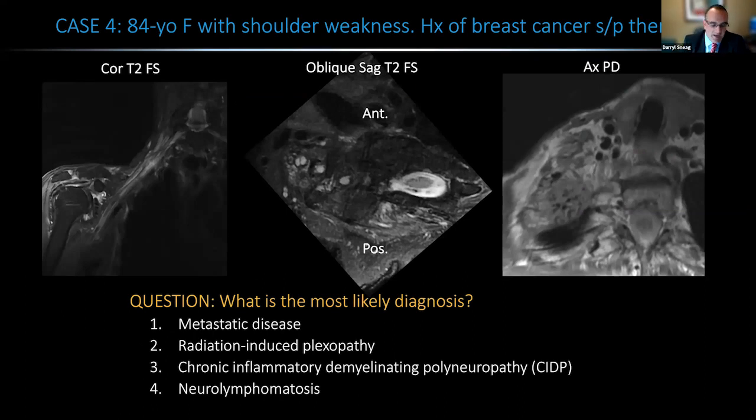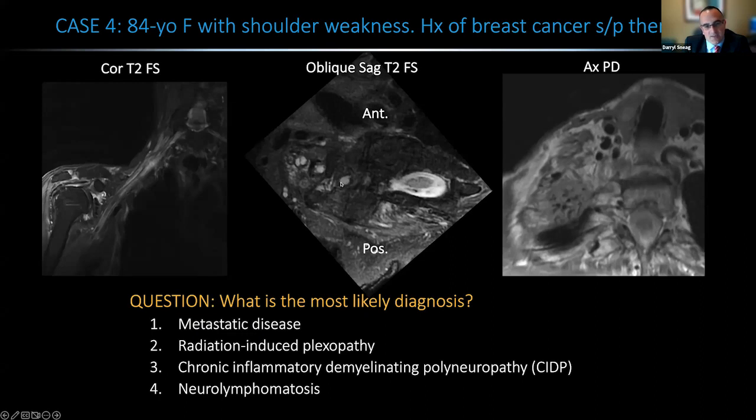Case 4 is an 84-year-old woman with shoulder weakness. She has a history of breast cancer following therapy. The question is, what is the most likely diagnosis? So the top left is a coronal T2-weighted fat suppressed sequence. Middle is an oblique view. This oblique view is acquired with slices perpendicular to the longitudinal axis of the nerves.